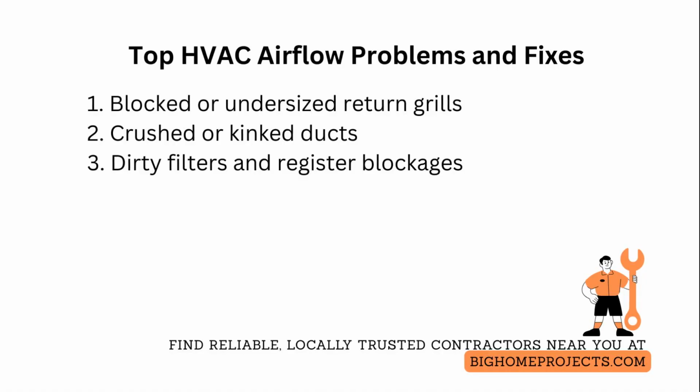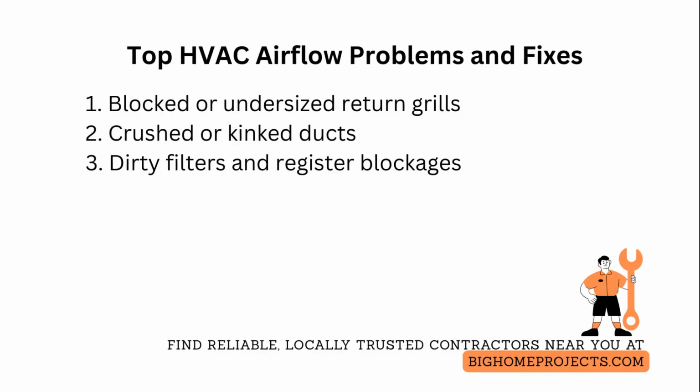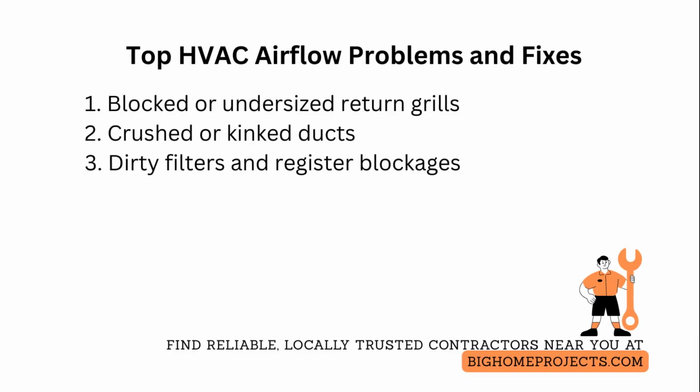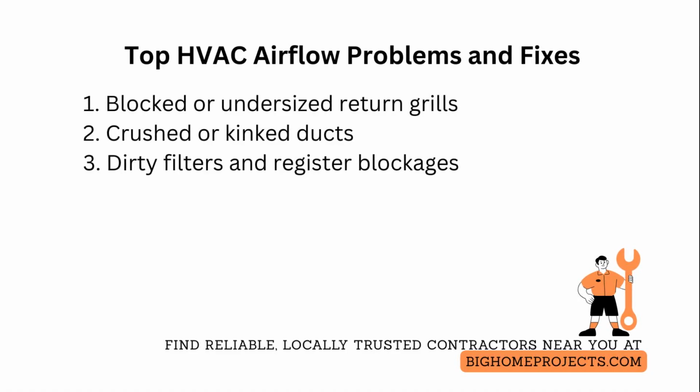One of the biggest problems is blocked or undersized return grilles, causing low return air and negative pressure, which leads to reduced supply CFM and poor temperature rise balance. Fix it by measuring return grille free area, replacing with a larger grille or adding dedicated return ducts, and sealing around the grille to prevent bypass.